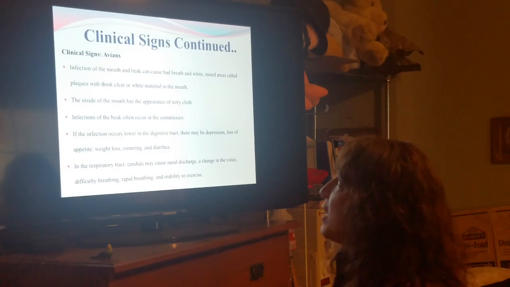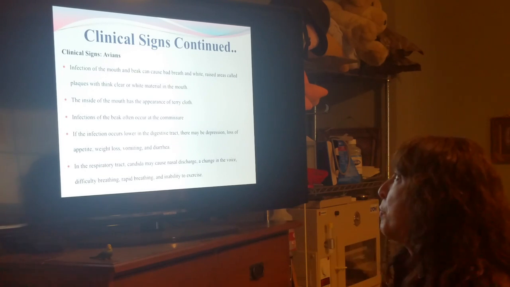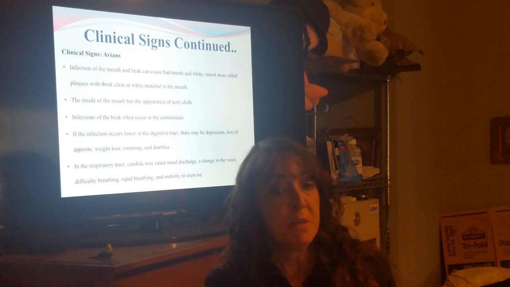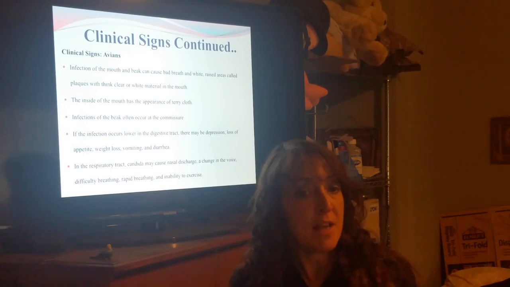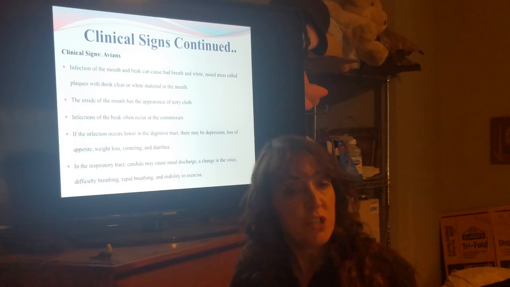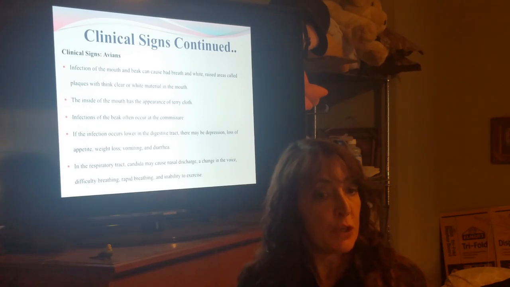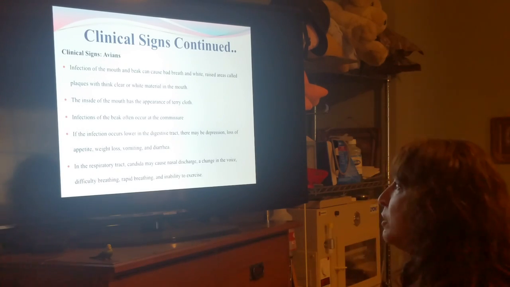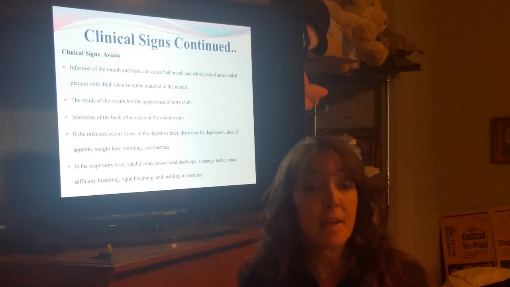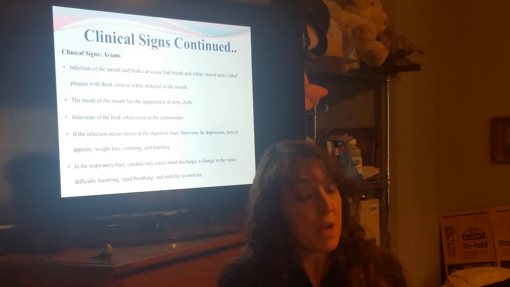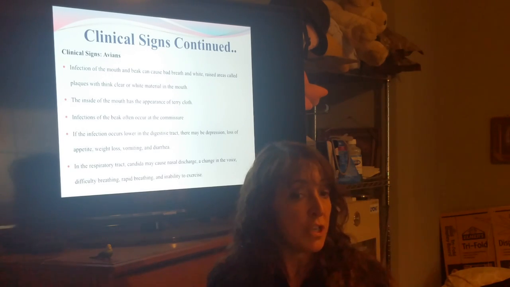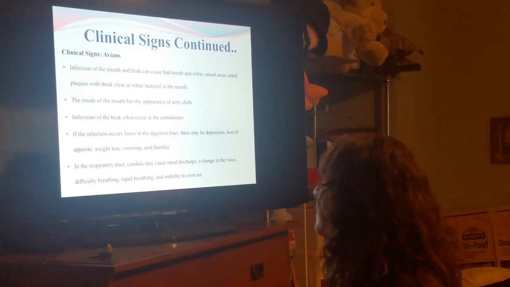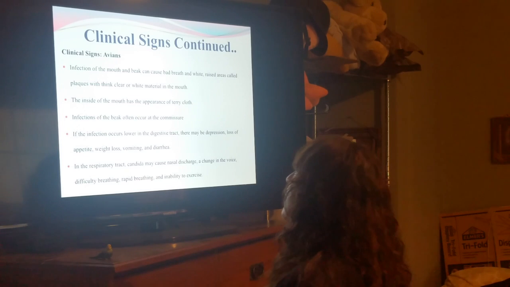In birds, you'll have infection of the mouth and beak, which can cause bad breath and white raised areas called plaques with thick, clear, or white material in the mouth. The inside of the mouth has the appearance of terry cloth. Infections of the beak often occur at the commissure. If the infection occurs lower in the digestive tract, there may be depression, loss of appetite, weight loss, vomiting, and diarrhea. In the respiratory tract, Candida may cause nasal discharge, a change in the voice, difficulty breathing, rapid breathing, and inability to exercise.